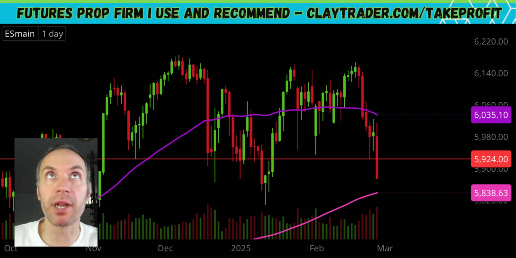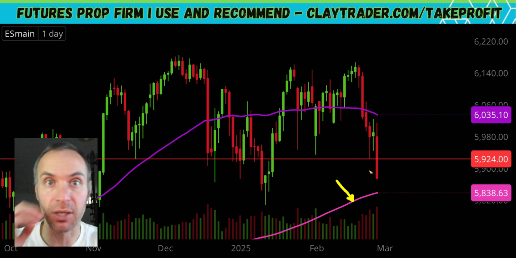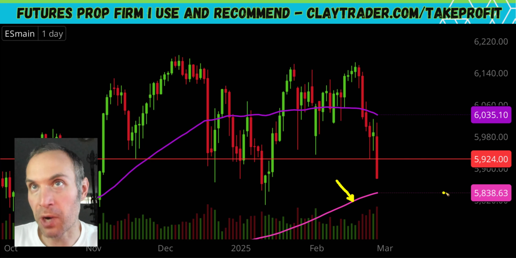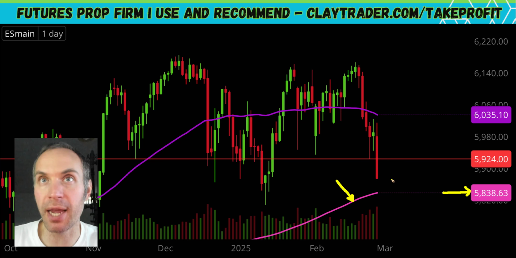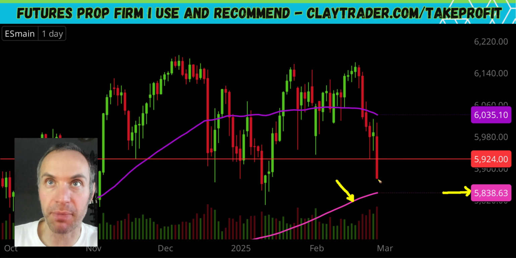And moving forward into the next session, got to think all eyes are going to be watching that level right there. That pink line represents the 200-day simple moving average, right now valued at 58.38. So no guarantee. I'm not saying the price is for sure going to drop down to that area, but you got to think a lot of people will be watching that very closely.